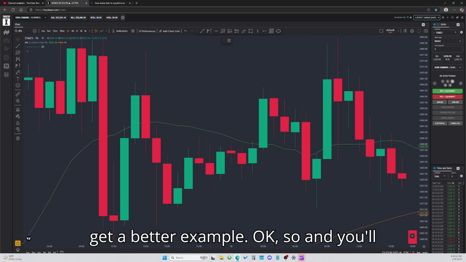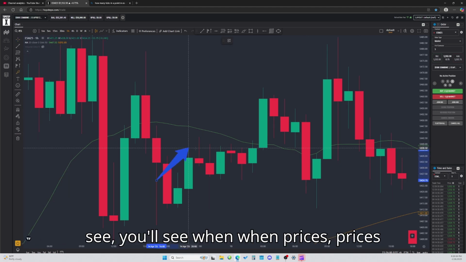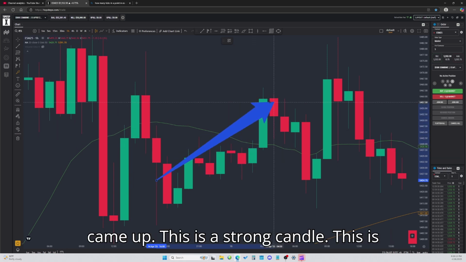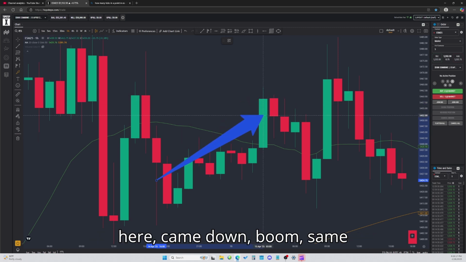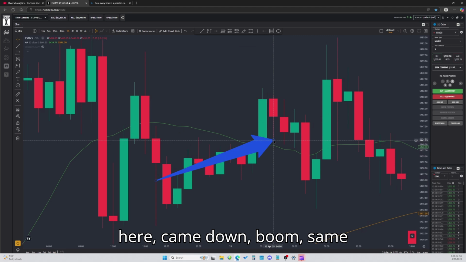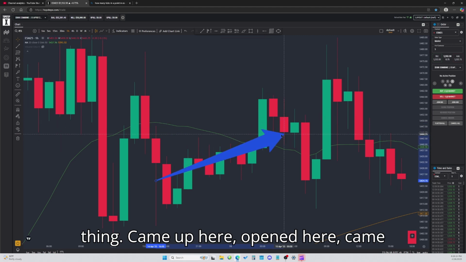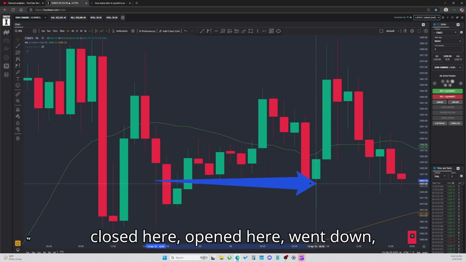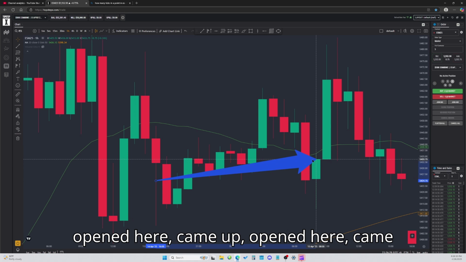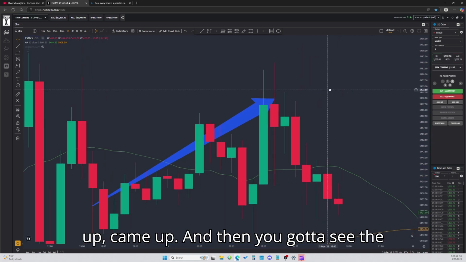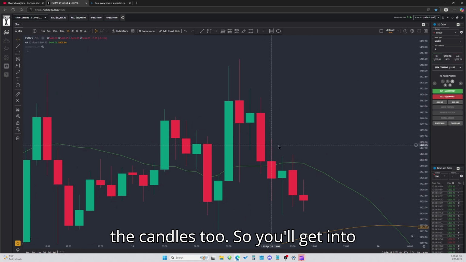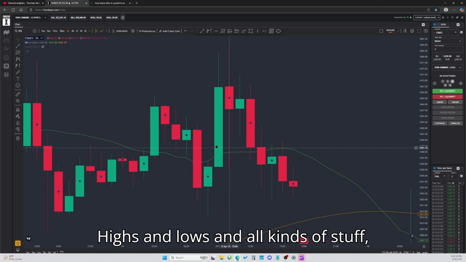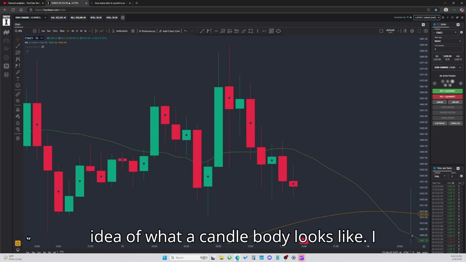Okay, and you'll see when price is going. So opened here, came down, danced, came up. This is a strong candle. This is a bearish candle. It opened up here, came down, boom. Same thing. Came up here, opened here, came down, opened here, went up, closed here, opened here, went down. Right? Opened here, came up, opened here, came up, and then you gotta see the candles too. So you'll get into highs and lows and all kinds of stuff, but that's kind of the general idea of what a candle body looks like. I hope you enjoy.